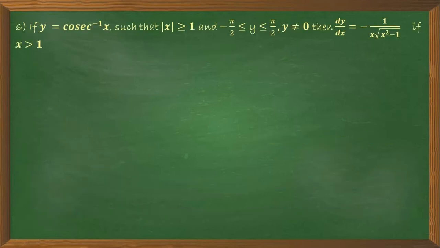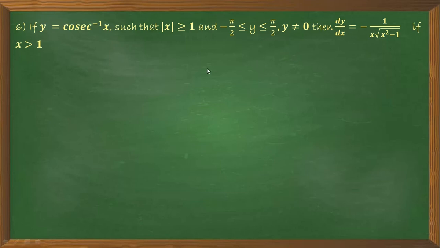Now what about cosec inverse x? See here, if y is equal to cosec inverse x is the function given, the condition is modulus of x greater than or equal to 1 and minus pi by 2 less than or equal to y less than or equal to pi by 2, where y is not equal to 0 in particular. Then dy by dx is equal to minus 1 upon x into root of x square minus 1 if x is greater than 1. Means we have to prove that the derivative of cosec inverse x is equal to minus 1 upon x into root of x square minus 1.